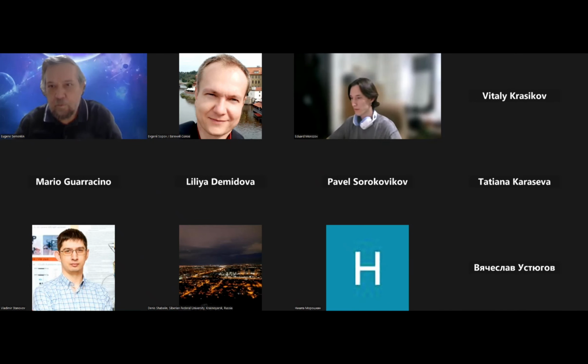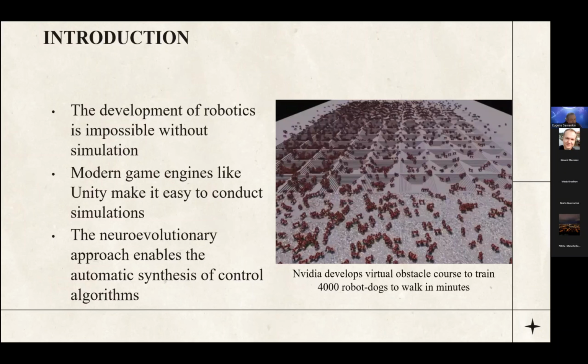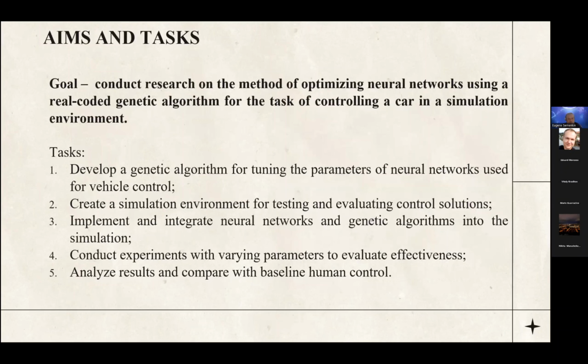Large companies are addressing similar challenges. For example, NVIDIA develops a complex AI-based virtual obstacle course to train robot dogs to walk in minutes. In my work, the method of optimizing a neural network using a real-coded genetic algorithm for the task of controlling a car in a simulation environment is considered for its potential and effectiveness.